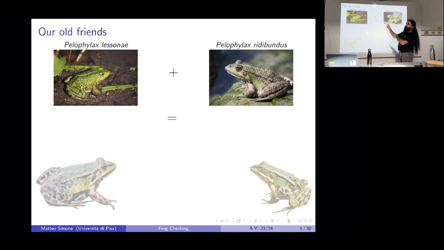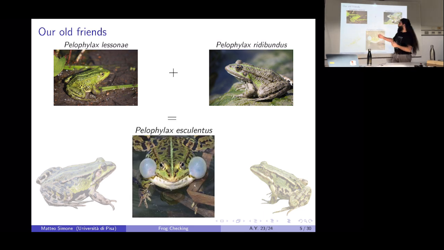Although they are two different species, they can mate, and they produce a beautiful hybrid that is Pelophylax esculentus, which has all the intermediate characteristics of the original species. So its size is in the middle. The vocal sacs are basically gray. These ones are darker. Those are white. It has all the middle ground characteristics of the original frogs.